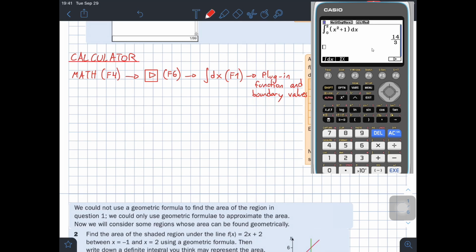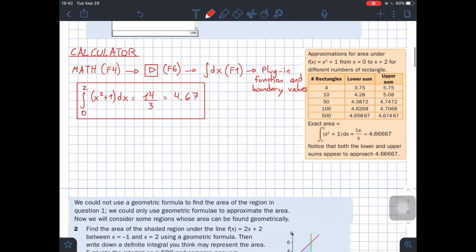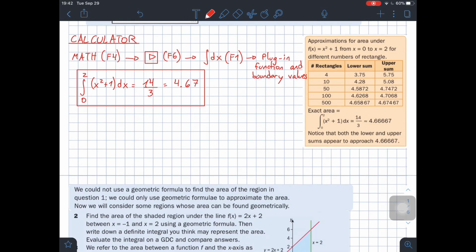So using the calculator, we get to the conclusion that the integral from 0 to 2 of x squared plus 1 with respect to x is equal to 14/3, which is equal to 4.67. So this is how we use the calculator in order to find a definite integral. You can only use the calculator to find definite integrals. You cannot use it to find an indefinite integral because that's an expression, not a numeric value.